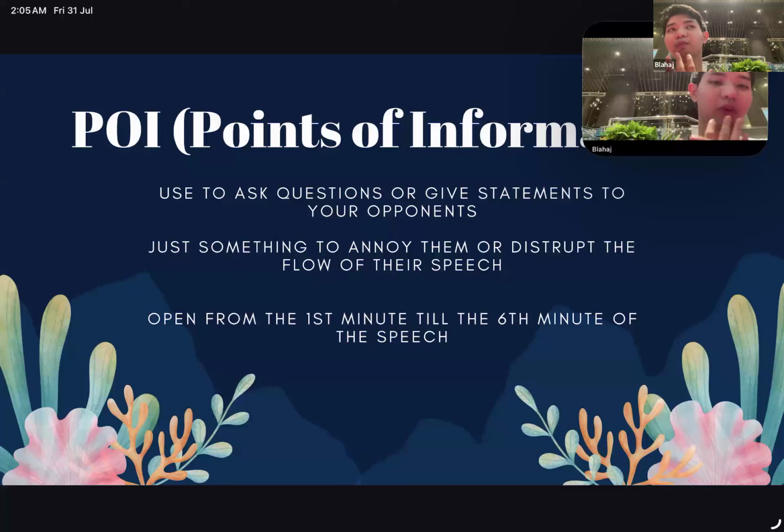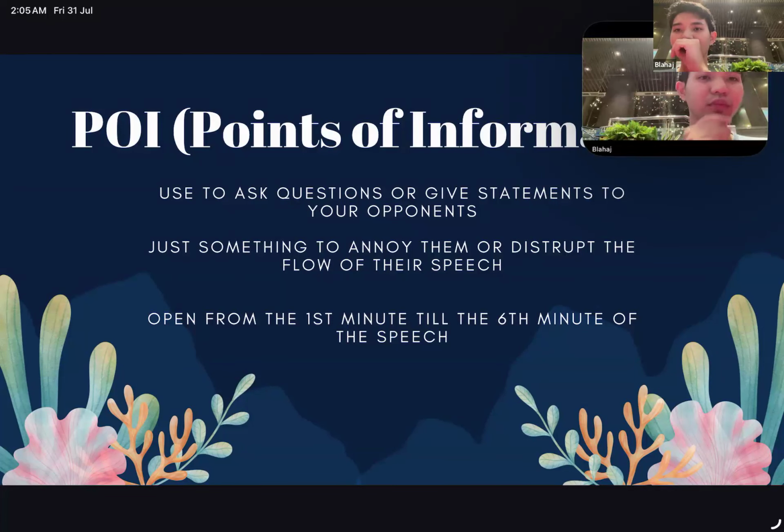So as I mentioned, this can only be done during the first to third speakers' speeches, from the first minute mark till the 6 minute mark of the speech, and it cannot be done during reply speeches, because the reply speeches' main responsibility is to summarize. So to recap, it can only be done during the first to third speakers from the first minute to the 6 minute mark. And lastly, it cannot be done for reply speeches in general.